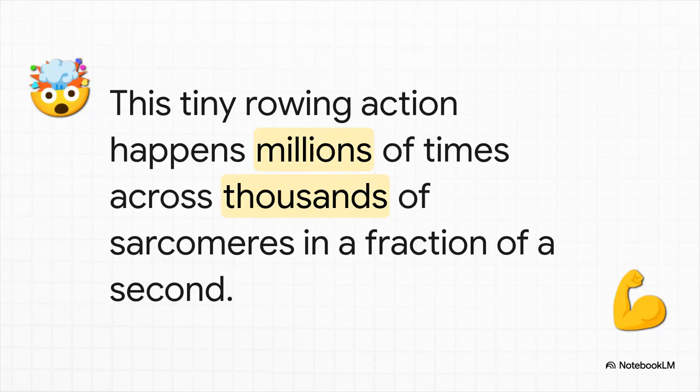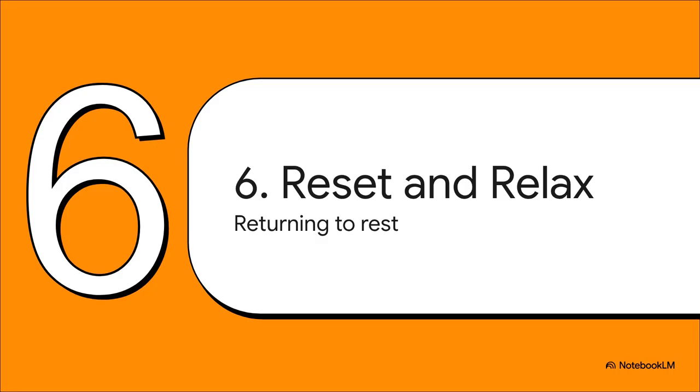And just try to wrap your head around this. This isn't just happening one time. This tiny little rowing action is a perfectly coordinated storm of activity. It's happening millions of times, across thousands and thousands of sarcomeres, all in a fraction of a second, just to power one single muscle twitch. It's absolutely mind-blowing. But a muscle that's always contracting isn't very useful, is it?